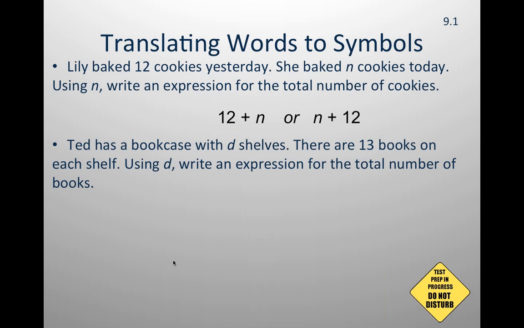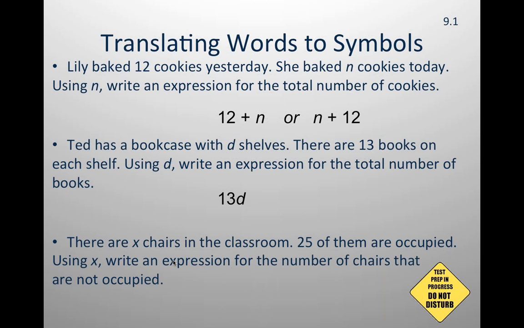Ted has a bookcase with D shelves. There are 13 books on each shelf. And what that means is 13 books per shelf. Okay, so that means it's going to be a multiplication problem because per means to multiply. And it says find the total. Now, the reason why we end up using the word total again is because multiplication is a shortcut for addition. Okay, so we could just really go and add up each of the 13 books for each shelf if we knew how many shelves there were.